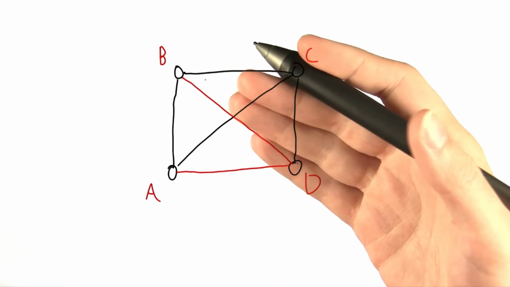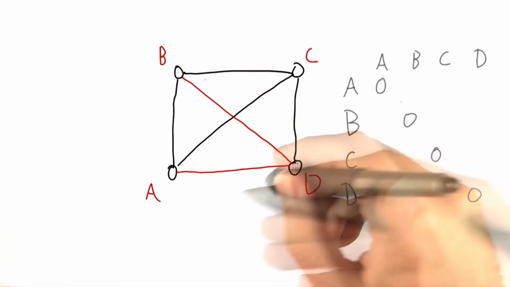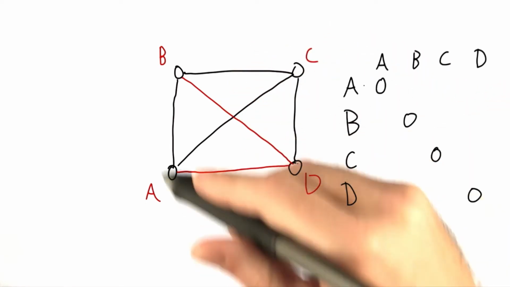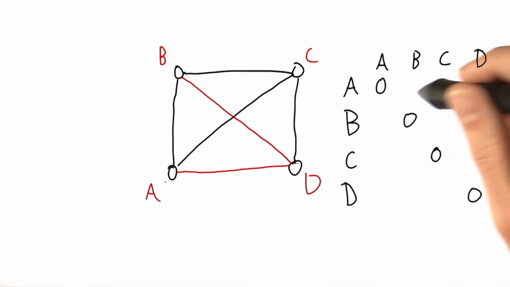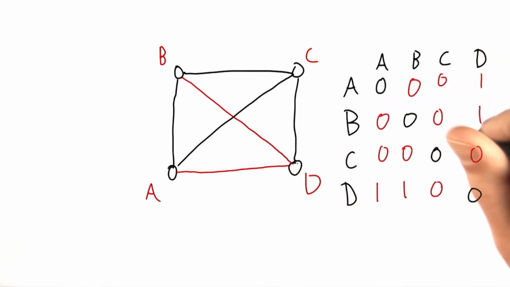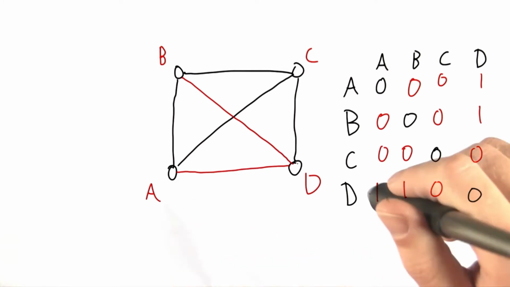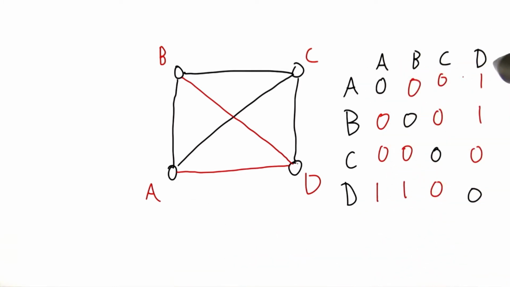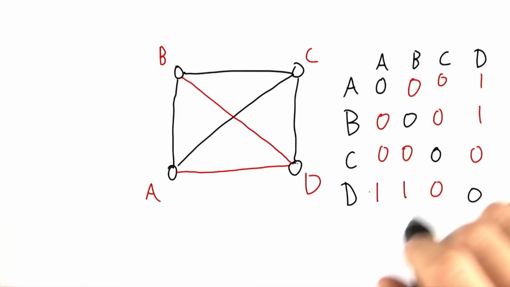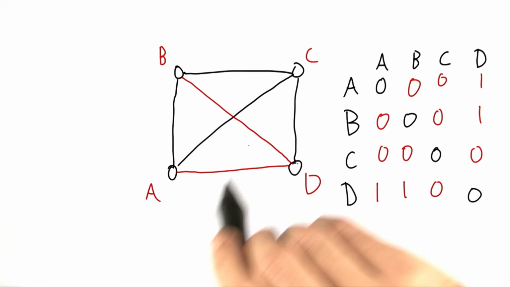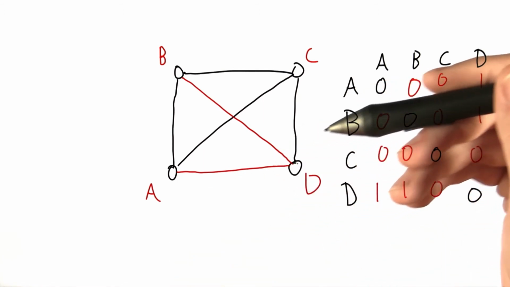Now, how would we represent this as an adjacency matrix? Well, the diagonal is the same because we're not allowing loops anywhere in here. So the diagonal is still zeros. And the only ones we have in the adjacency matrix are from D to A, or from A to D, since the matrix is symmetric, and from B to D. And everything else is zero because all of these edges disappear in the inverse graph.